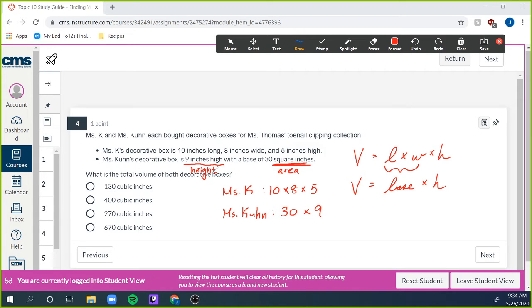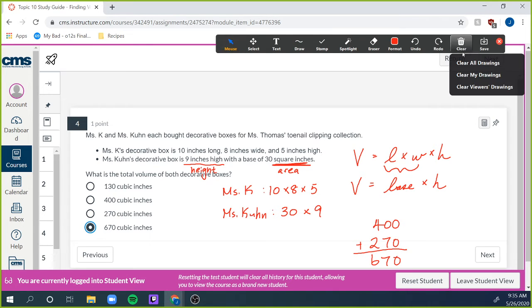What is the total volume of both of these boxes? So that means we have two separate volumes and we have to combine them. For Miss K, we're going to do 10 times 8, which is 80, times 5, which is 400. And then for Miss Kuhn, we have 30 times 9, which is 270. So now we add these up, and we're going to get 670 cubic inches. Go ahead and click that in and hit next.